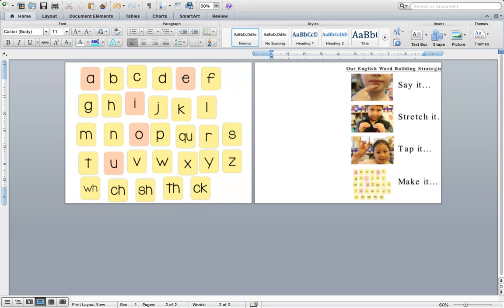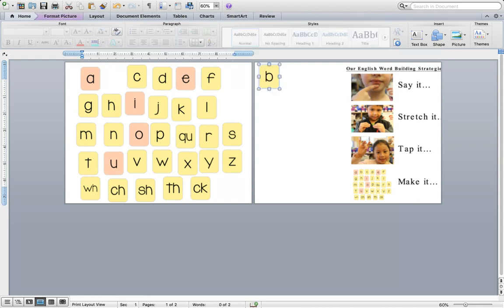Blah, octopus, octopus. Now let's tap it out. B, l, ah, k. Let's tap it out again. B, l, ah, k. Let's make it. B, b, b. L, ah, k, k, k. There's the digraph.